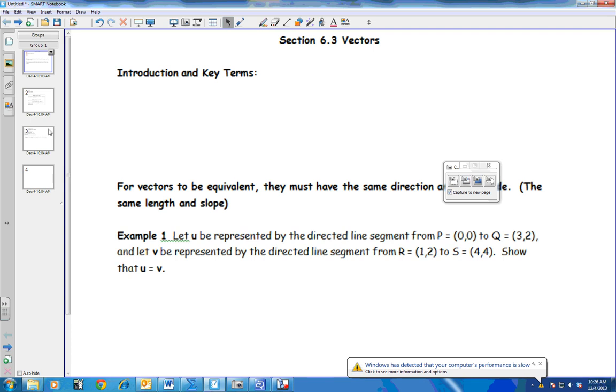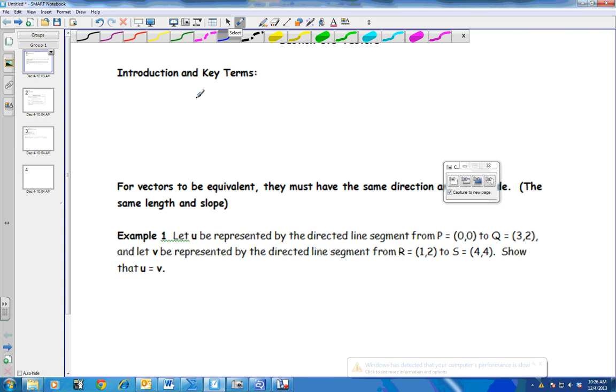like area, time, temperature. But there are other quantities, such as force and velocity, that involve magnitude and direction. Okay, and that can't be found by just a single real number. So what we're going to do to represent those quantities that involve magnitude and direction are directed line segments.